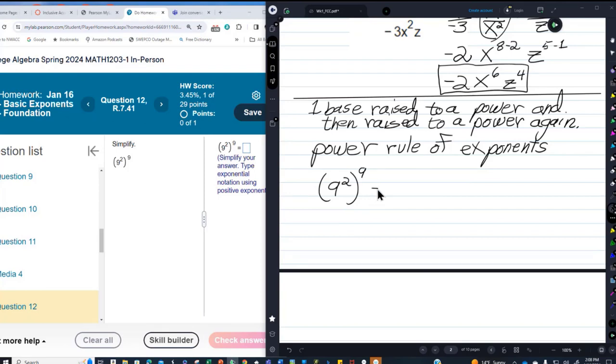And we're being asked to write our, this time, the instructions are underneath the answer box. Simplify your answer. Type exponential notation using positive exponents. Okay. When I have a base raised to a power and raised to a power again, I multiply the powers. So that'll be 9 to the 18th power, because 2 times 9 is 18. And that's your answer.